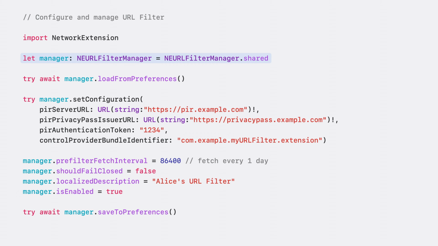You can configure and enable your URL filter in a few steps. First, load the latest snapshot of the URL filter configuration from disk, if any. Then set the required attributes in your configuration to tell the system how to reach and talk to your Private Information Retrieval server. Configure other optional parameters to fine-tune your URL filter. Finally, enable and save your URL filter configuration. Now your URL filter will take effect.